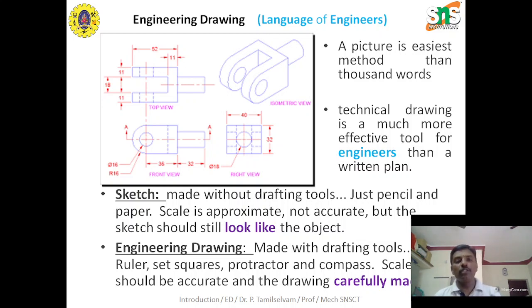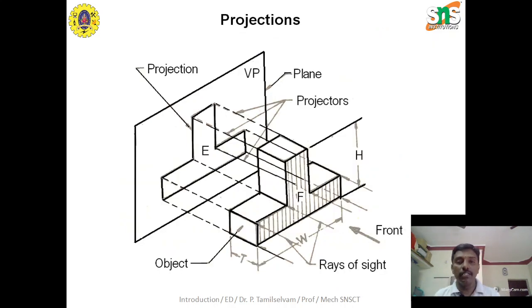A sketch is drawn without tools, but engineering drawing must be made with drafting tools with exactness. Set squares, protractors, rulers, compass, everything could be used, and it has to be made very carefully, and it should convey a very accurate message of the component.